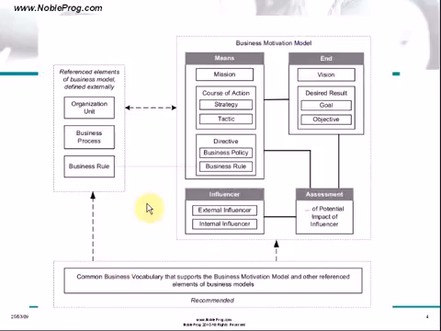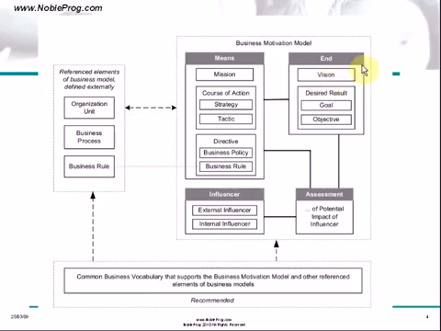This is the model. The business motivation model boundaries are here. So those elements here and here are outside of the business motivation model. In the business motivation model, you've got ends and means. Ends is basically what you want to be. Means, how we're going to get there.